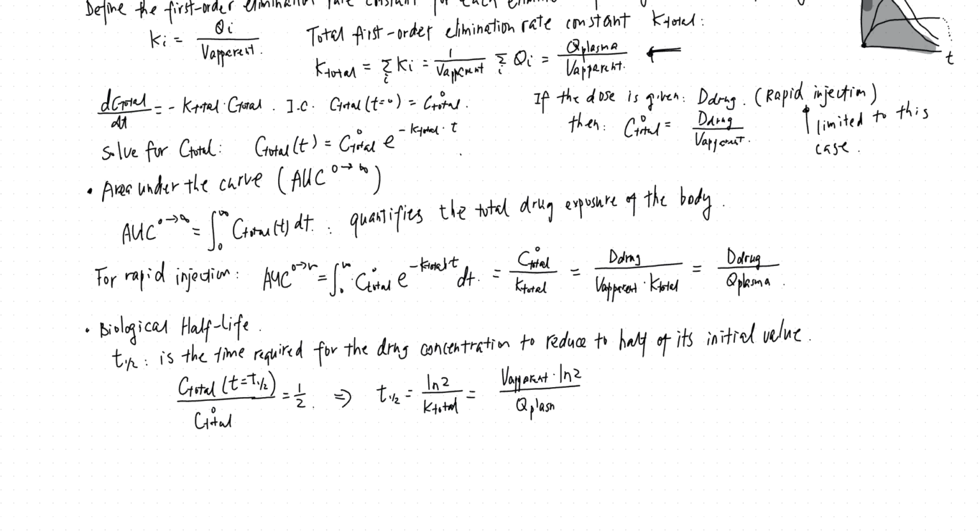And also look at this, try to develop some intuitive understanding. So this is proportional to V apparent. That means the larger the distribution volume that the drug exists in the body, the longer it will take for it to reduce to 1/2. It makes sense. And it's also inversely proportional to Q plasma. That means a higher elimination rate would lead to a lower half-life. It also makes sense. So this is about the biological half-life.